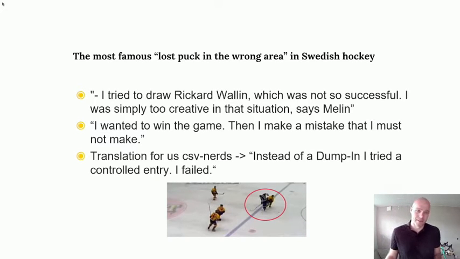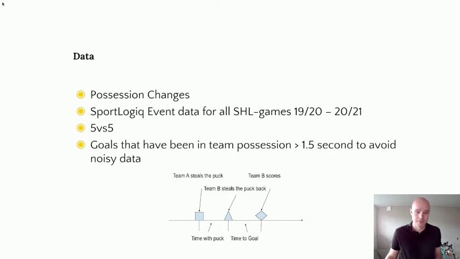In this paper, we will look into the numbers. Did he make the wrong play or the correct play by the numbers? Let's see. The data I've been looking into is possession changes. By a possession change, I mean Team A has the puck, they have it some time, then Team B steals it, and then we look into this possession. What happens after a possession change? Maybe they score, maybe it turns back over to Team A, and then it goes back and forth.